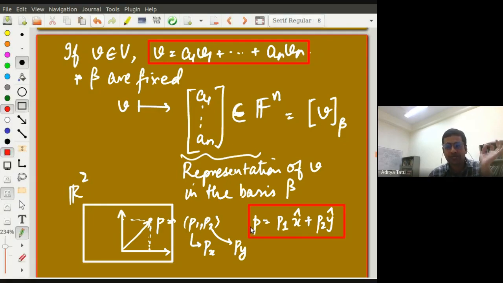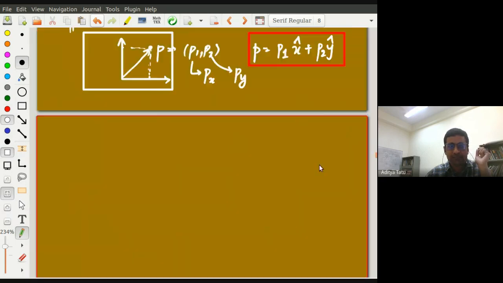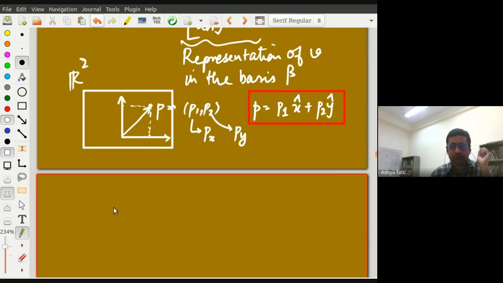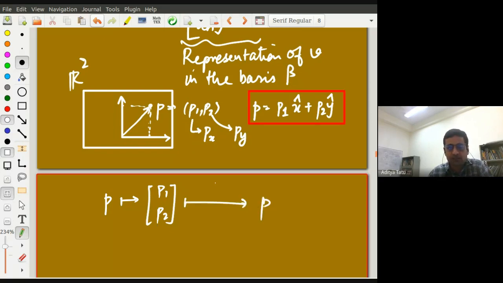So the importance of the basis is that it affords unique representation. Now think about this situation. Is this clear, by the way? The importance of basis? Yes, sir. Okay, so now let's say instead of P, I'm giving you these two numbers, P1, P2. And now you again want to figure out what was the original point. How will you do that? How will you go from here to here?